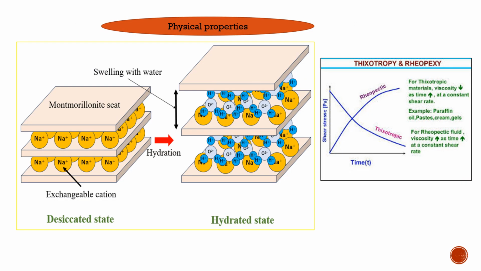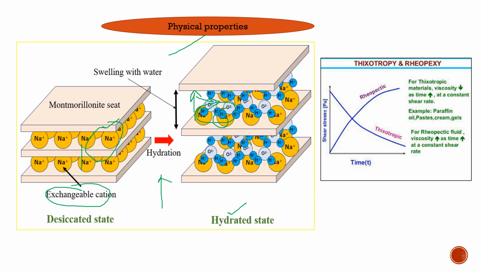So physical properties of bentonite: if you look at sodium bentonite, initially under desiccated condition, all the exchangeable cations, that is sodium, are tightly fixed between these montmorillonite sheets. But whenever you hydrate it with water, what happens? This sodium attracts large amounts of water molecules and it swells. Because it has a higher hydration radius, it swells too much, making it highly swelling under hydrated conditions.